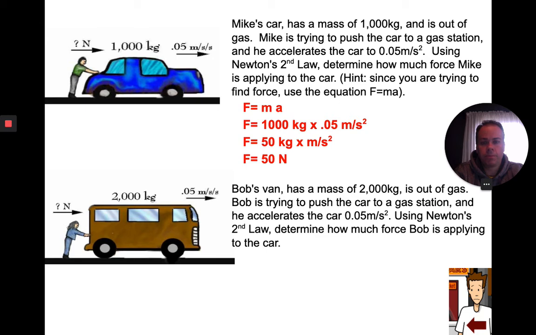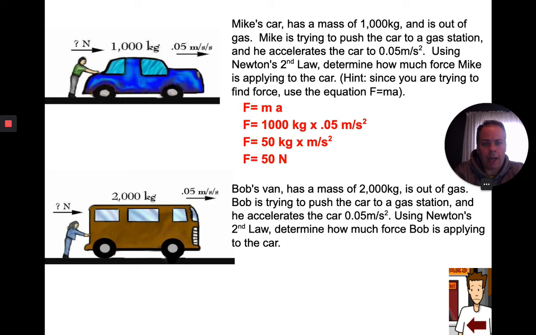Okay, let's look at Bob. Bob has a van, also out of gas, and Bob's pushing his van to the gas station. He also accelerates it at 0.05 meters per second squared. Using Newton's second law, how much force is Bob applying? You probably don't even really need to do the math if you just think about this.